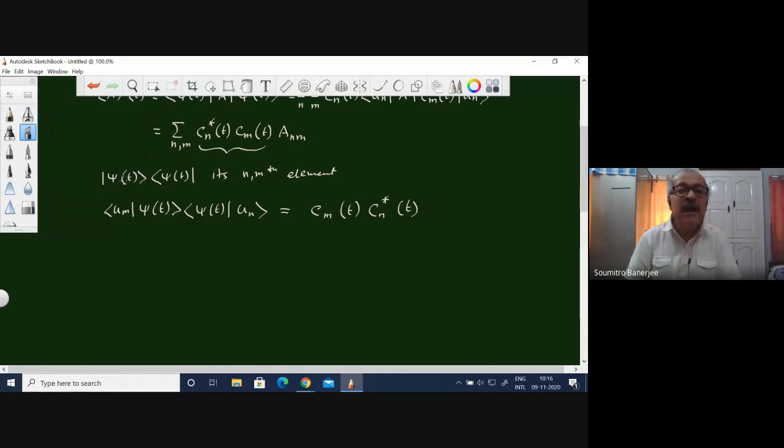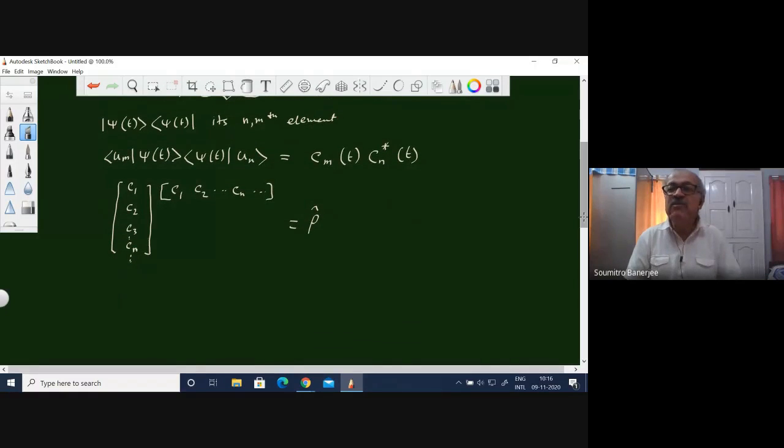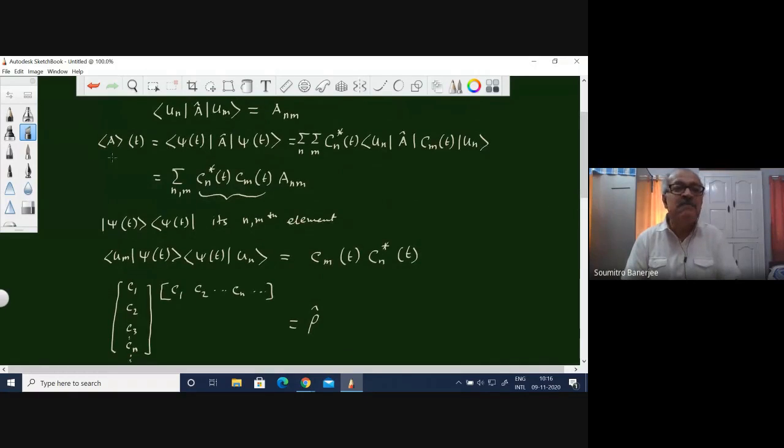So this is the utility of this, and you can easily see that if you have the psi, this will be a column vector, and the column vector's elements will be C1, C2, C3, dot dot dot Cm, and the row vector will be C1, C2, dot dot dot Cn, and the elements will be essentially this. So this is the rho as an operator. So what is the utility? One utility we have seen is that we can easily find the expectation value of any observable, so long as we know the operator representation of that observable.